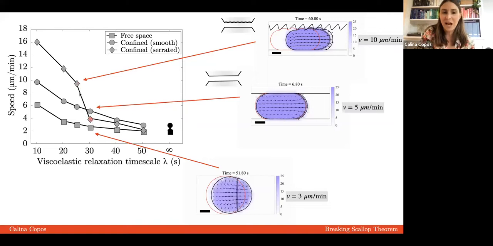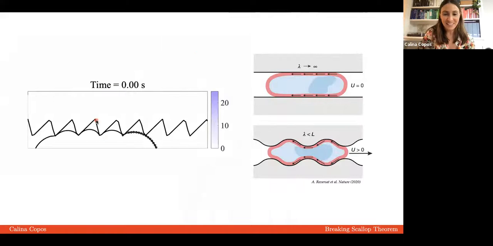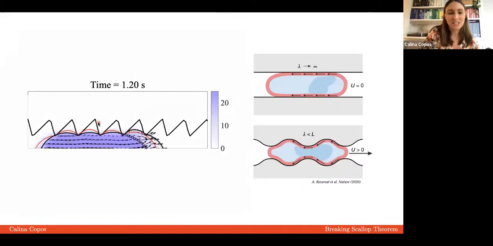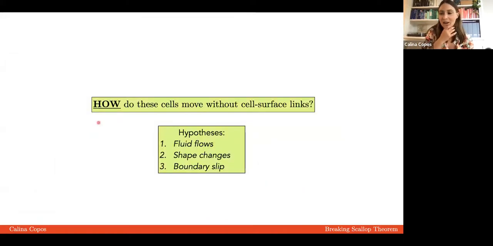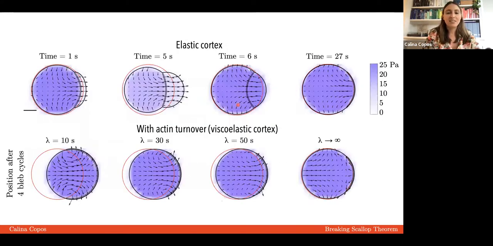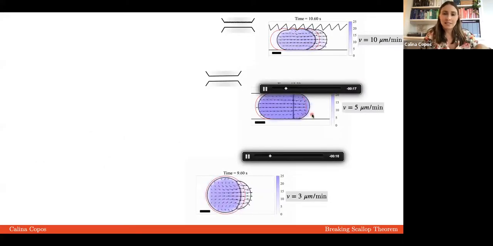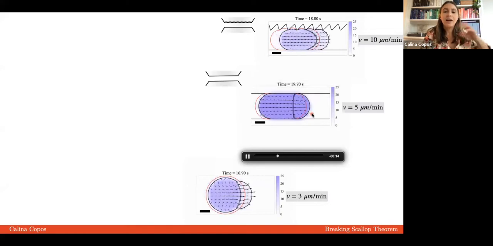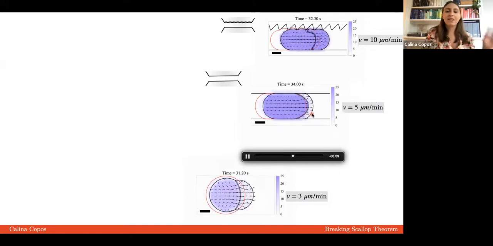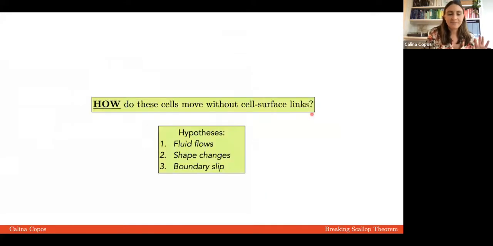No, I don't understand what happens in this jump. But let me tell you about something, I see I'm kind of short on time. So let me tell you something that is even more upsetting than this. So I said, well, how do these cells move without cell surface lengths? And so partly the answer is with viscoelasticity, with turnover, and with confinement. Smooth, serrated, either one does the trick.